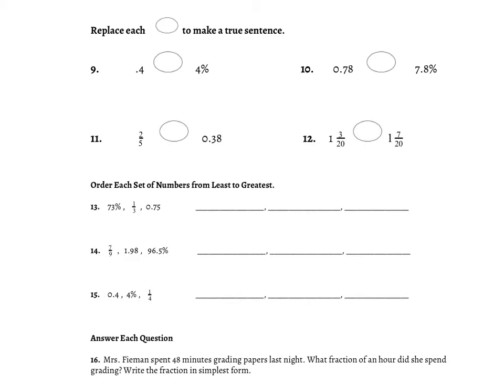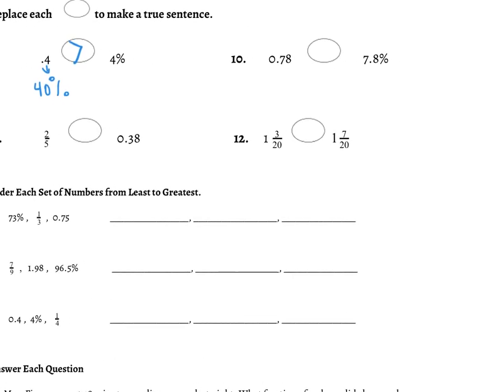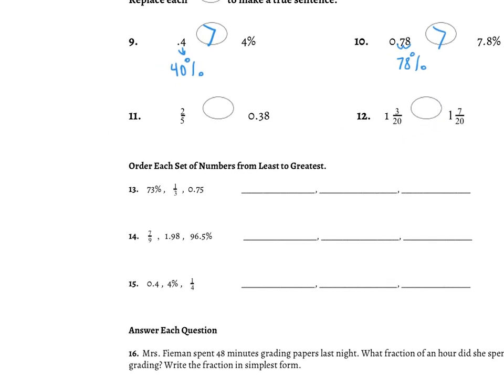Let's compare here. So you could make this decimal into a percent, which would be 40%. Then I can see this is definitely bigger. My next one here, I'm going to make my decimal to a percent. I can see 78% is bigger. What did you get for 11? Which one was bigger?